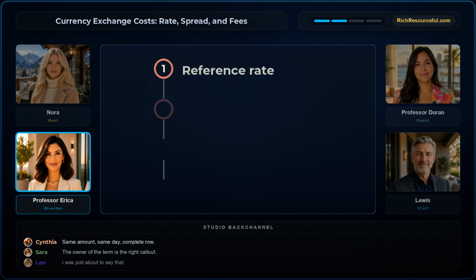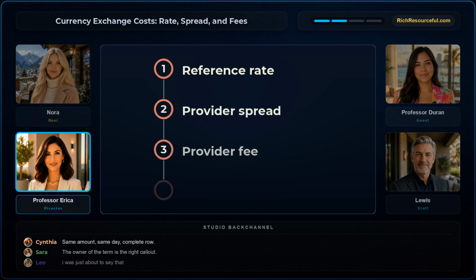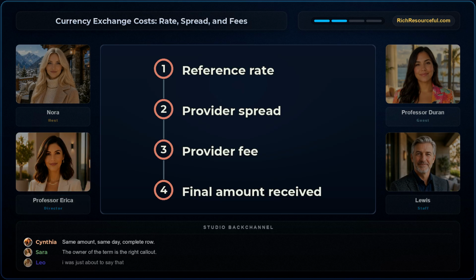A separate service fee may exist, and timing can matter because a transaction may be priced when it's authorized, processed, or settled under the institution's rules. None of that makes a service improper. It means the total cost needs a complete label. Nora, a sign that says no fee can be a sentence fragment. The rate may still carry the economics.